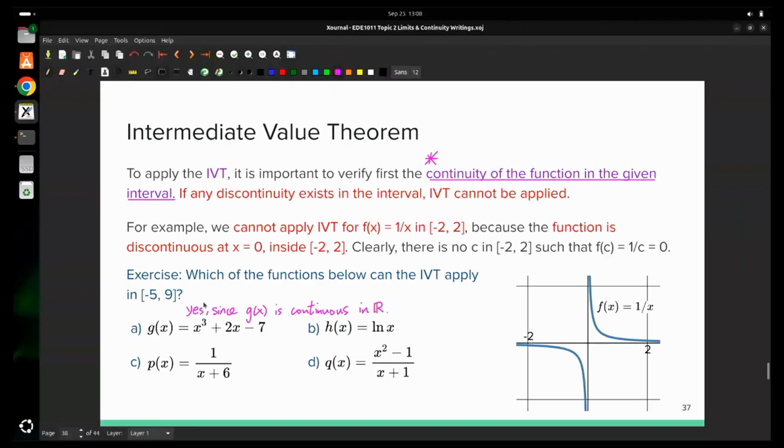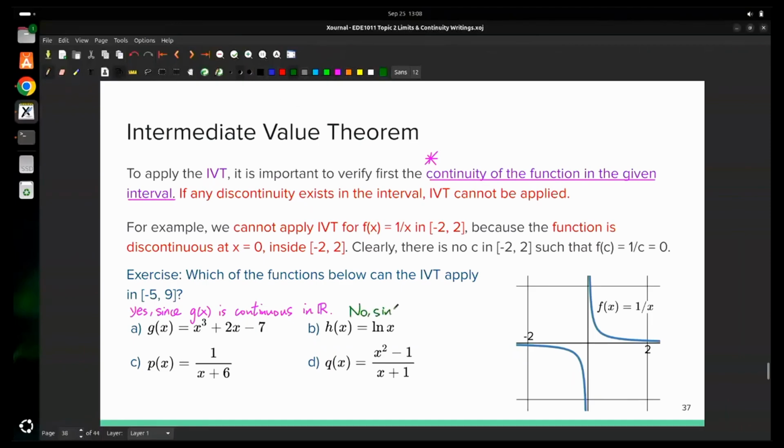Then for part B, H. So is H open to applying the intermediate value theorem? For this, H equals ln x. And it must be between minus 5 to 9. So the answer here is no. Very good. Okay? So here it is no.